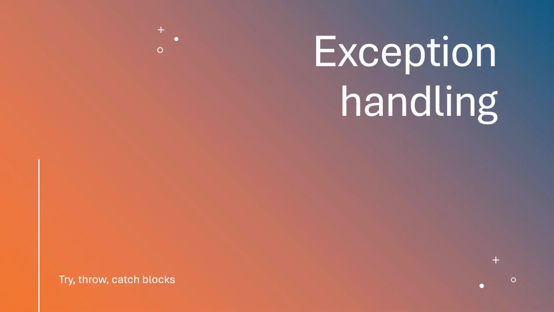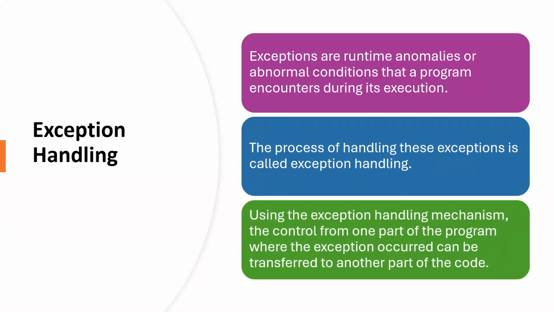Today we are going to discuss the topic of exception handling in C++. Here we are going to explain three blocks: the try block, the throw block, and the catch block.